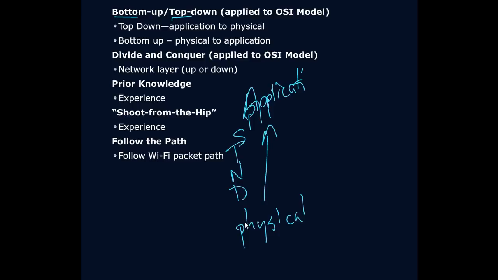Top down would mean we'd start at the application layer and work our way down through the presentation layer, the session layer, the transport layer, the network layer, the data link layer, and then finally the physical layer. So those are two ways to do this.